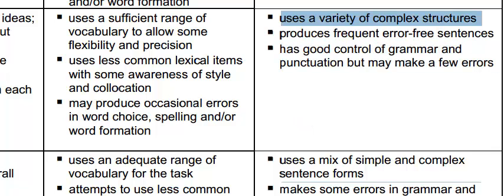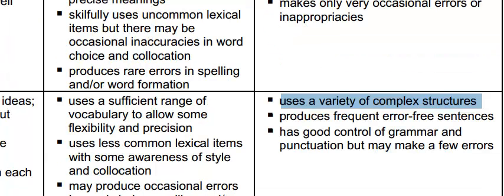In Band Score 7, again, the criteria for complex structures is there, uses a variety of complex structures, and this is where you can bring in your ability to use relative clauses, to use a variety of tenses, to use articles correctly, to use noun clauses. All of those things will count in uses a variety of complex structures.